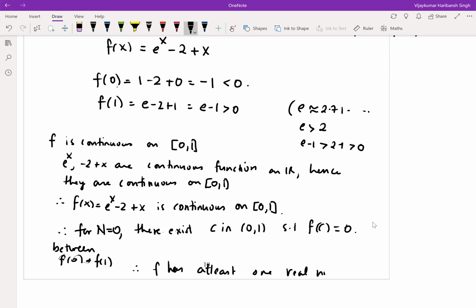There could be many real roots, but at least in this case, we are able to prove that there exists one real root. Later on, when we learn the concept of Newton's method, we will be able to find it with certain approximation.